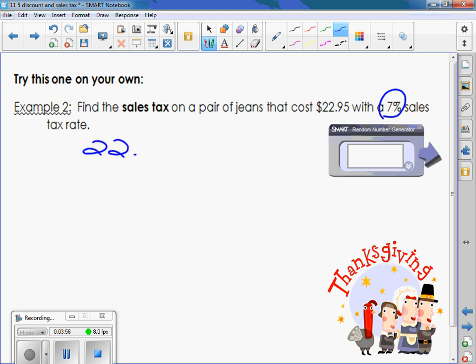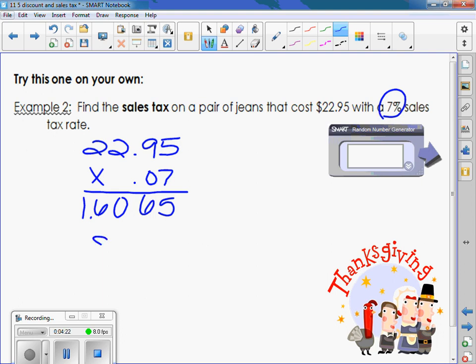So you do $22.95 times 7% as a decimal, and that'll give you your sales tax. Remember, sales tax is just a portion of the total or a portion of the cost. And round to the nearest hundredth. So for sales tax, you should get $1.61.